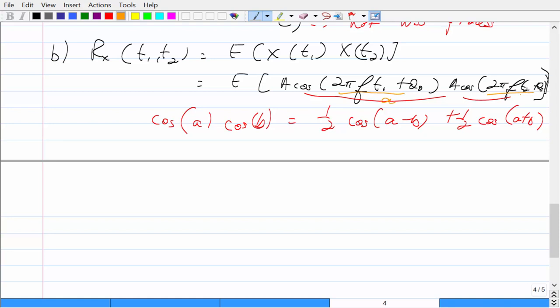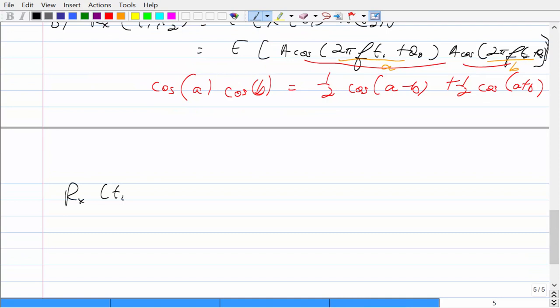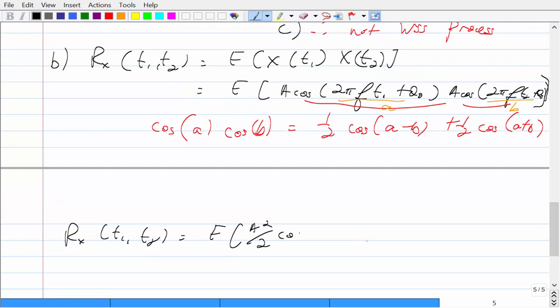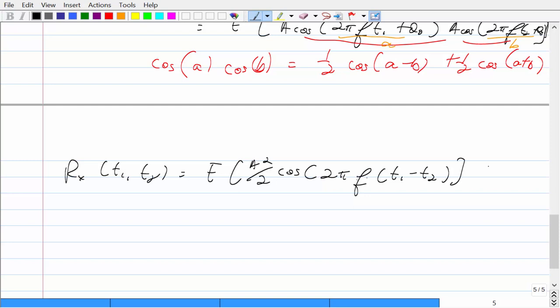All right, so let's go ahead and do that. Also, the A's multiplied here, they become A squared. So the autocorrelation function between these two is going to be the expected value of A squared divided by 2, because there's a factor of a half when you multiply the two cosines, and then we have cosine A minus B. When you do that, these two thetas cancel, so you're going to have 2 pi f times (t1 minus t2). And because the average value is a linear operation, we can split this up.